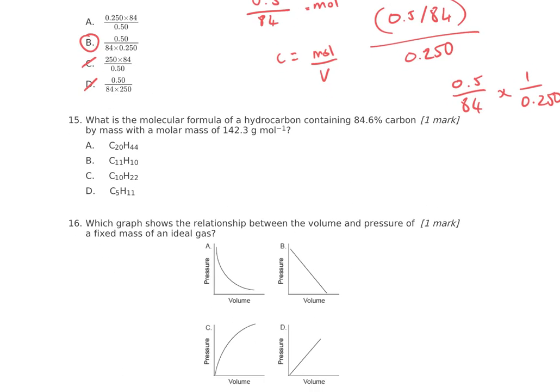So question 15, what is the molecular formula of a hydrocarbon containing 84.6% carbon with a molar mass of 142.3? So if it's got 84.6 grams of carbon, this is going to give me 100 minus 84.6, 15.4 grams of hydrogen. So that's going to be divided by 1. That's going to be 15.4. And the carbon is going to be divided by 12, which is around 7. Remember, we don't need to be too exact because we don't have our periodic tables or calculators on us. Oh, sorry, we do have a periodic table, we don't have a calculator on us.